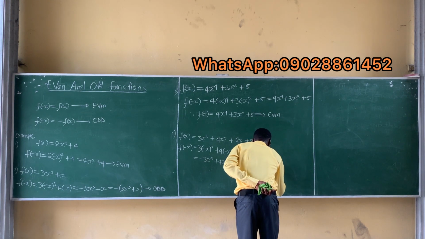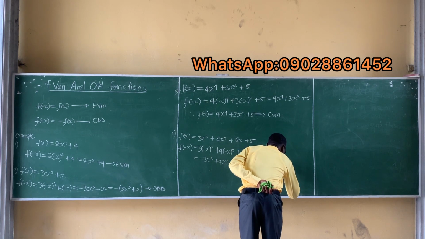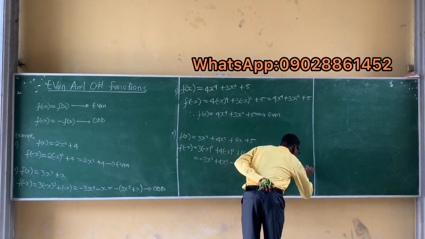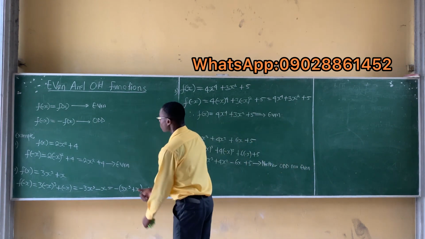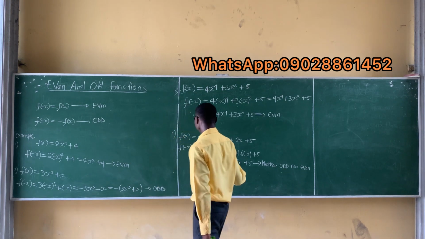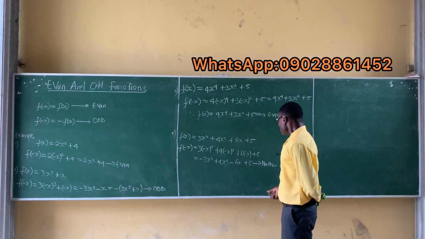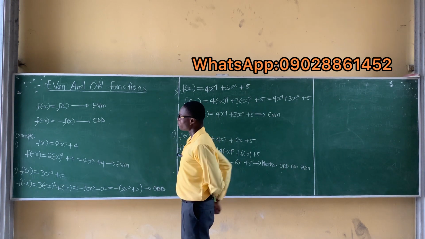So the function is neither odd nor even. So please take note. In case you have any Fourier series question, if the function is neither odd nor even, just go ahead and find everything. So this is what we have for even and odd function algebraically.